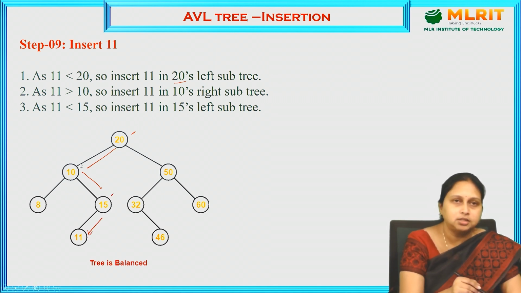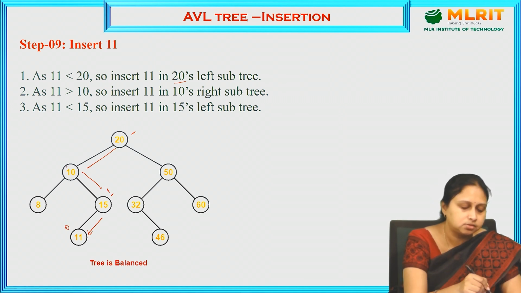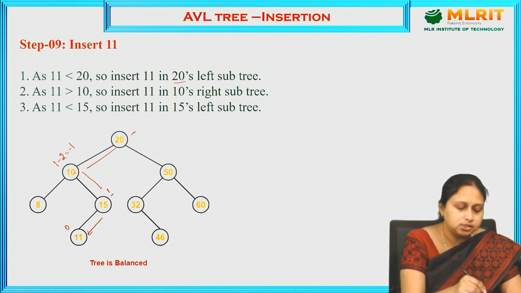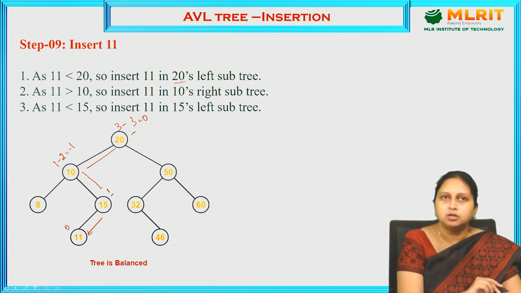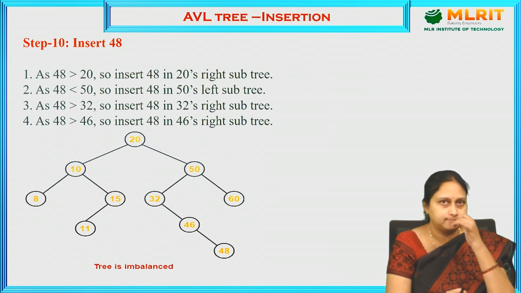Wherever you inserted, check with the balance factor. This is 0. This is 1. This is 1 minus 2, minus 1. And this is 1, 2, 3. 3 minus 3, this is 0. So here also it is balanced. No need to do any rotations.